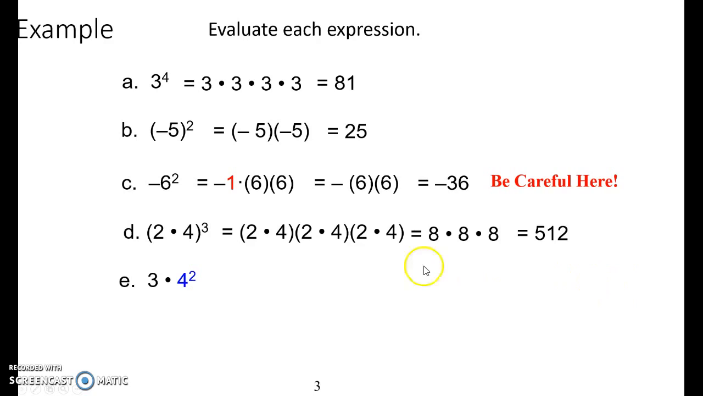Which do you do first here? Do you take 3 times 4, or do you take 4 and square it first? Order of operations says grouping symbols, then exponents. You're going to take 4 and square it first, and then multiply by 3. Don't take 3 times 4, you're going to get a totally different answer.